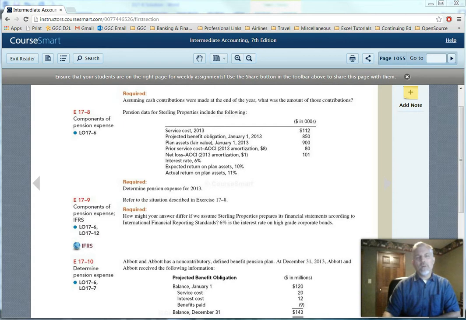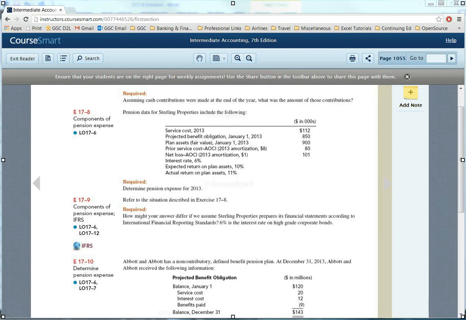In this video, I'm going to demonstrate the solution for exercise 17.8 from the Spiceland textbook. Okay, so we already have exercise 17.8 drawn up here. We have most of the information that we need for Sterling Properties to complete the defined benefit worksheet. However, there are two additional pieces of information that I need to add to the problem.